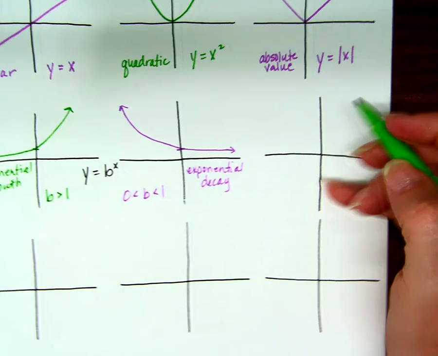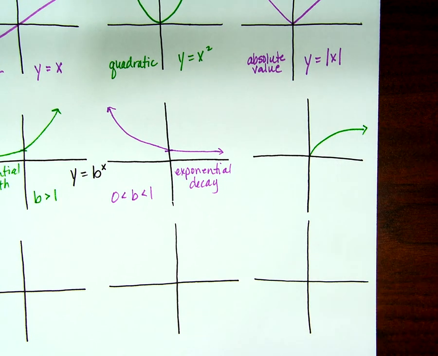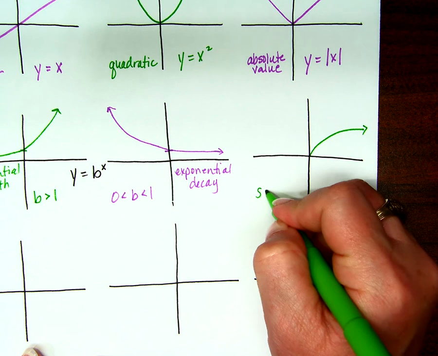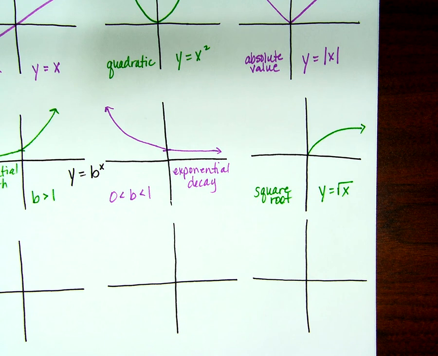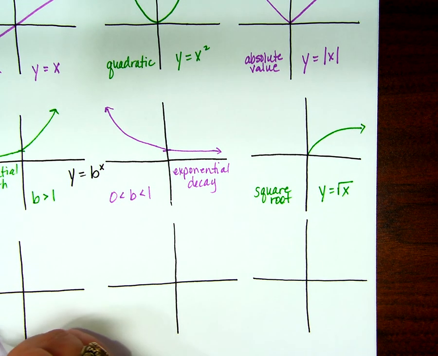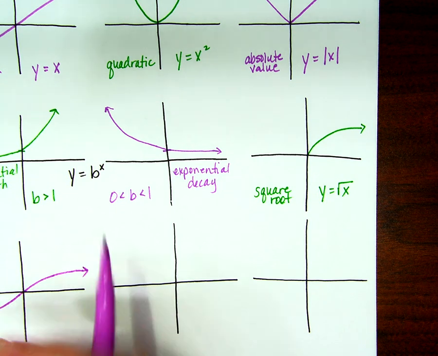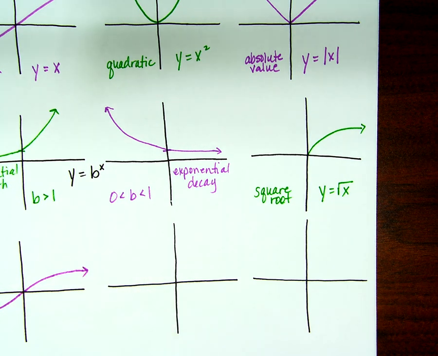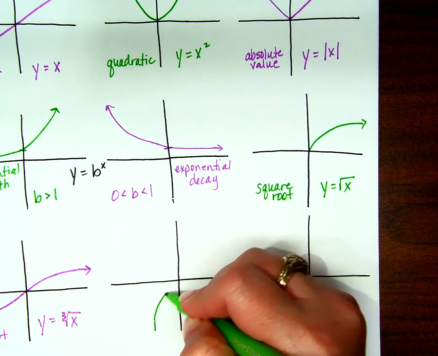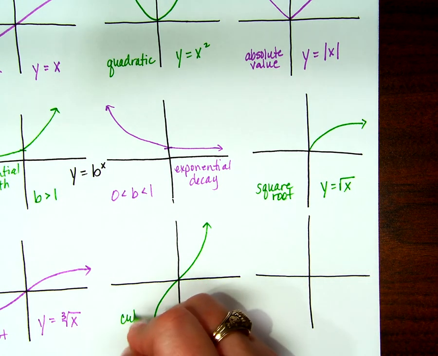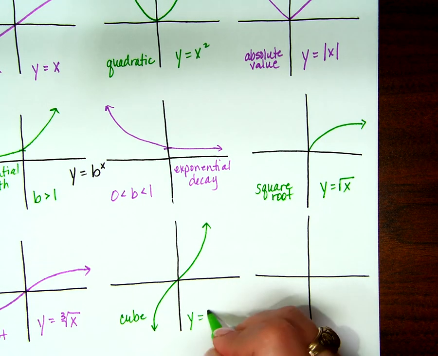Okay with that one? How about this one? Remember? Almost there. We're almost there. Y equals the square root of x. Not quite. What is it? So that's cube root. And which one's this one? So y equals x to the third.